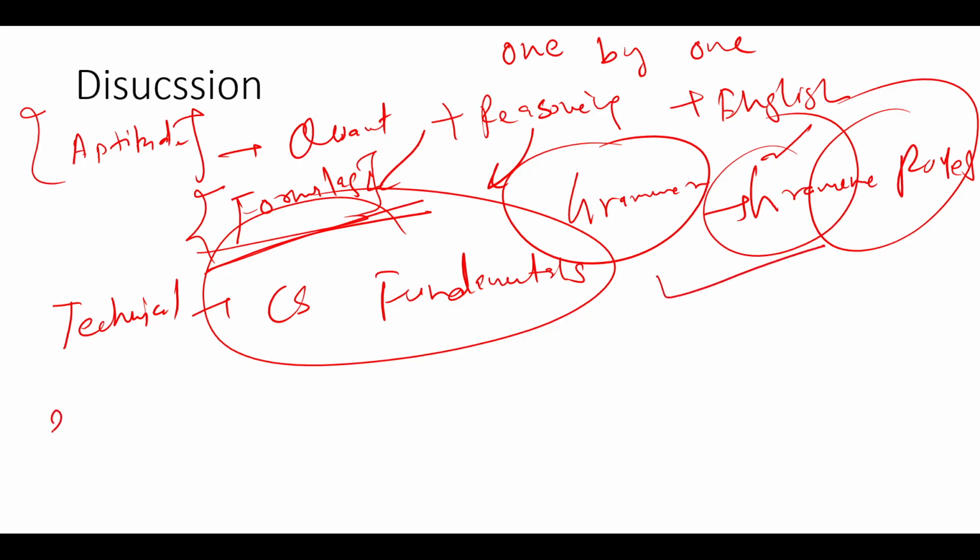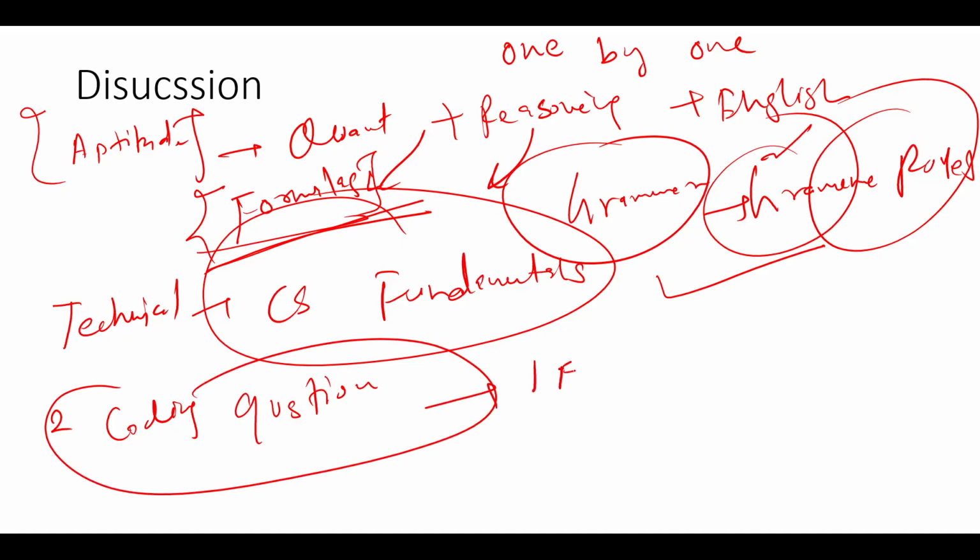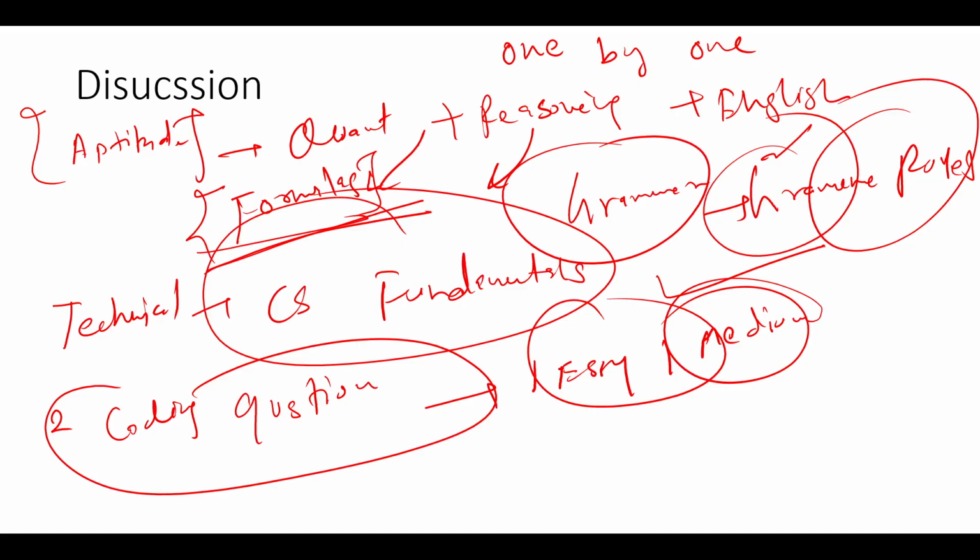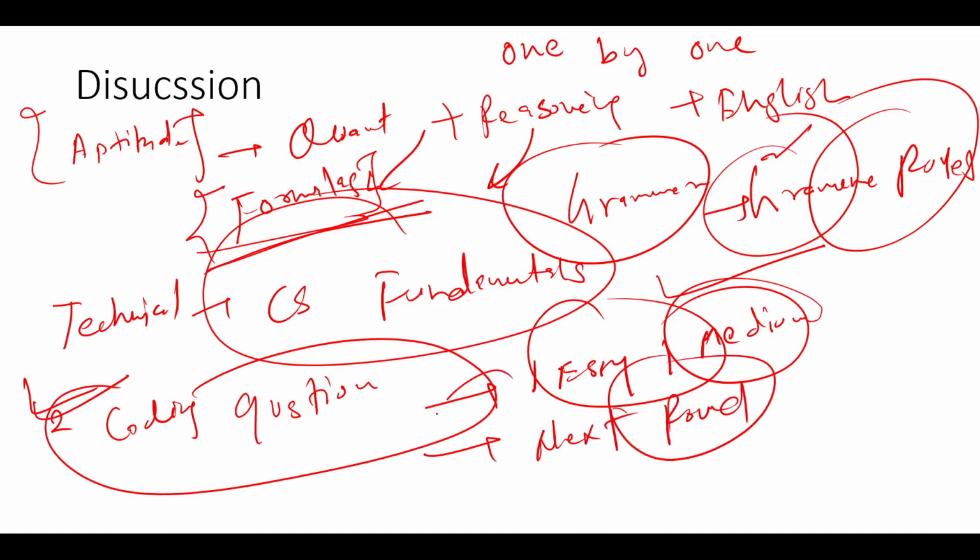Then there will be two coding questions. According to previous experience, they generally ask one easy question and one medium difficulty question. So what you need to do is try to solve the coding questions, because if you solve all of your coding questions, there is a good chance that you will get the next round, because definitely the coding questions hold a very good value. So try to solve both the coding questions to get the next round. Also try to perform well in this section.